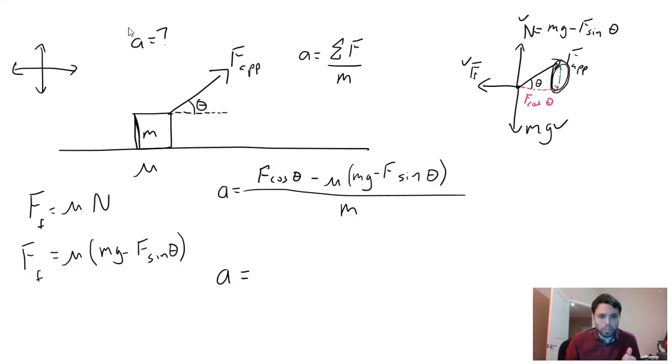Maybe let's see if we can clean it up a little bit. But this works, right? This is an equation that would be satisfactory on an FRQ, as long as you have it in the terms they want. Let's go ahead and clean it up a little bit. F cosine theta. Let's distribute the mu to both terms, right? So it'll be minus mu mg minus mu F sine theta over m.